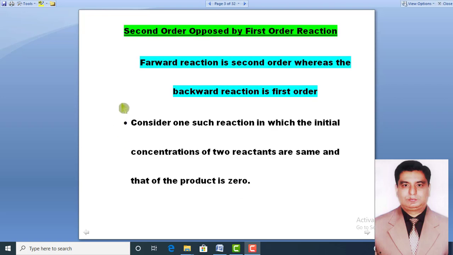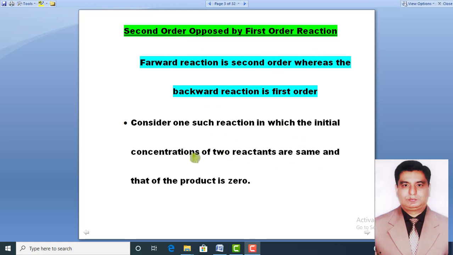Dear students, in my previous lecture, we derived a rate kinetic expression for the first order reaction opposed by first order reaction. But today, we will study in detail the kinetics of a second order opposed by first order reaction. So, in this type of reaction, the forward reaction will be of second order and the backward reaction will be of the first order. Due to this reason, this is called second order reaction opposed by first order reaction.